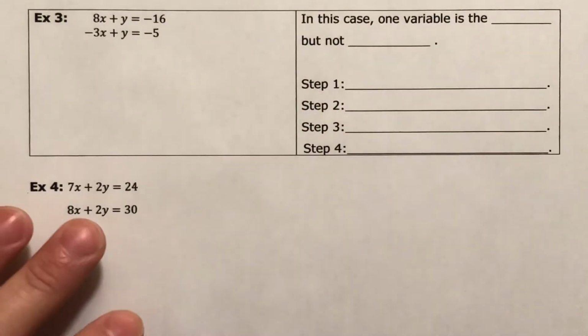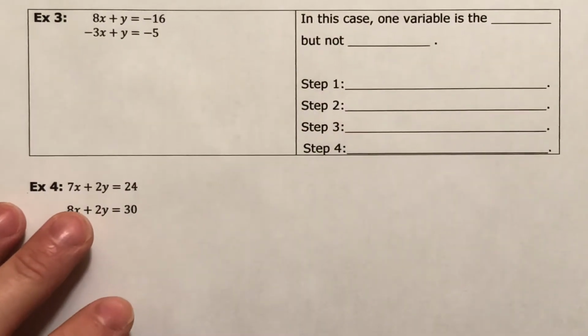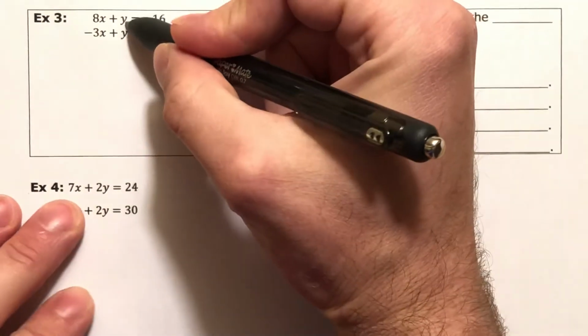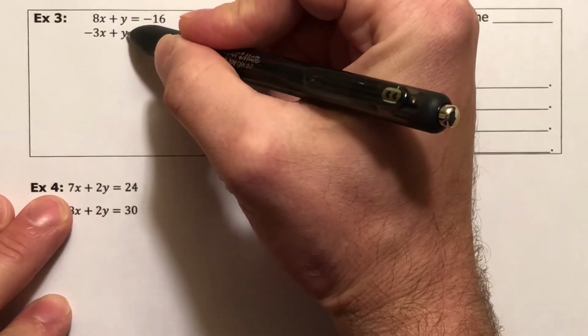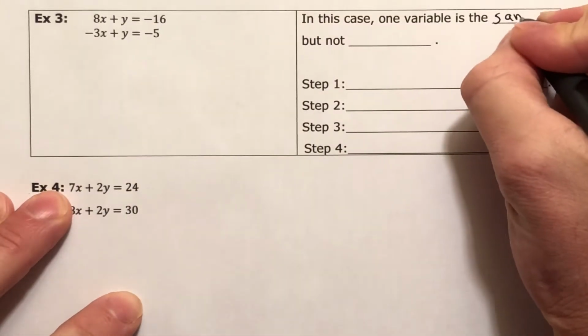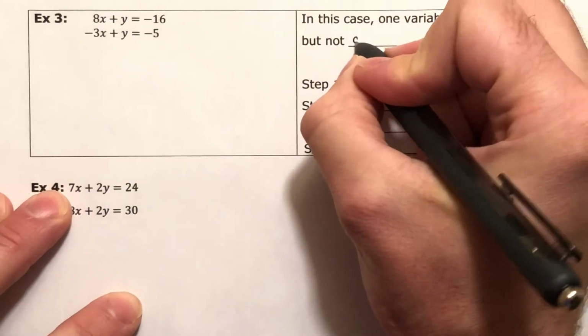But we want the variables to cancel out. And to do that, we need them to be the same value but opposite. The y's are the same value, but they're not opposite. They're both positive 1. So one variable is the same but not opposite.